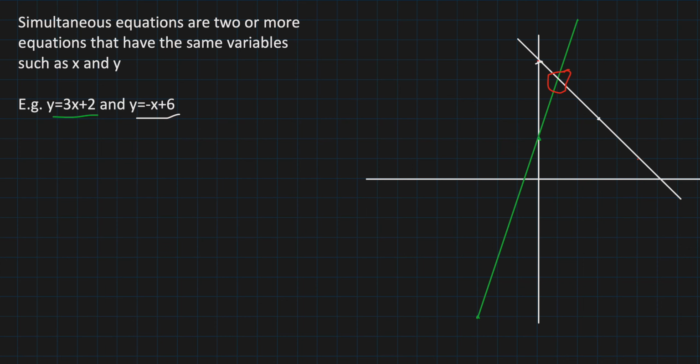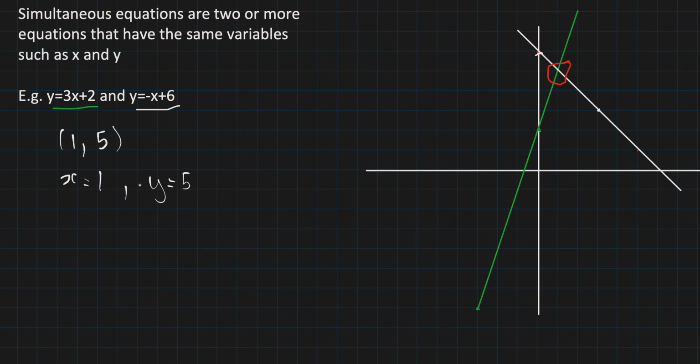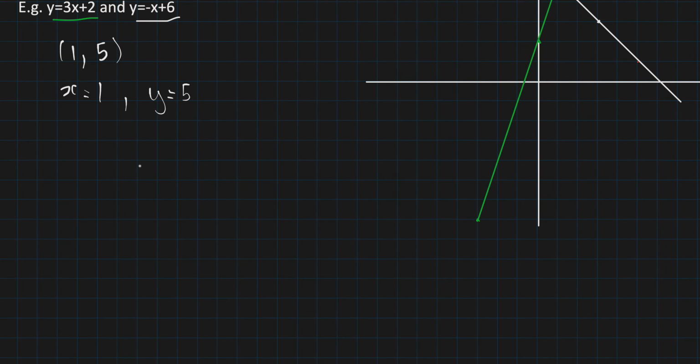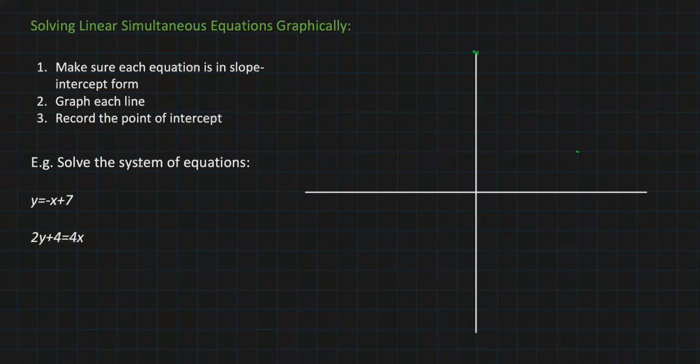So we've suddenly got a solution here where at the point 1, 5, both these equations are satisfied. And so when x is equal to 1 and y is equal to 5, both of these system of equations has a solution. And the way that we solve it is in these 3 steps.